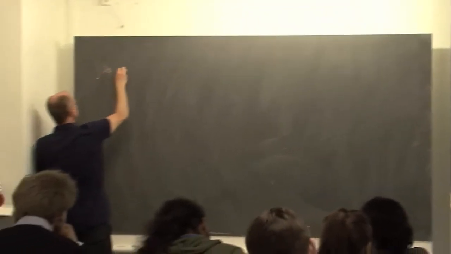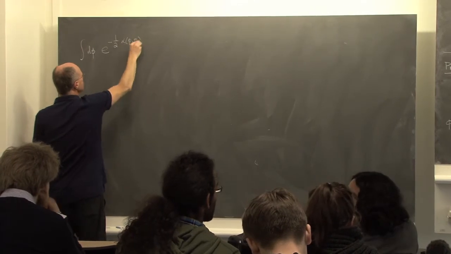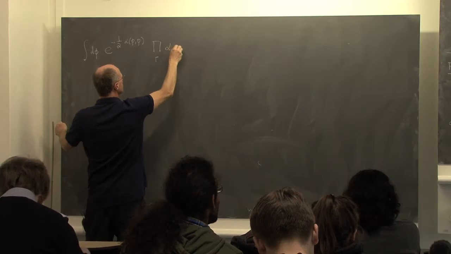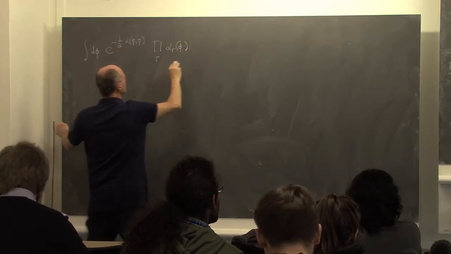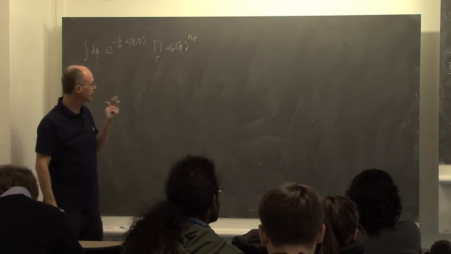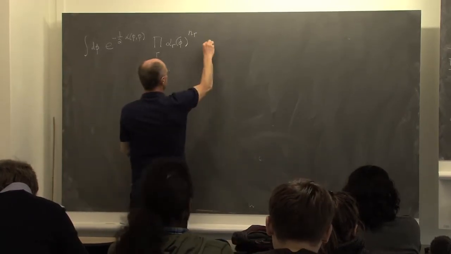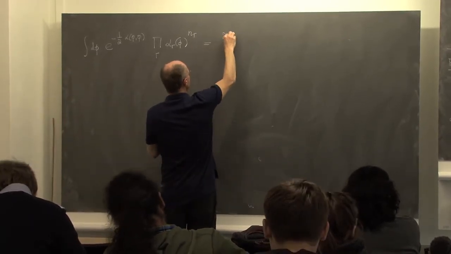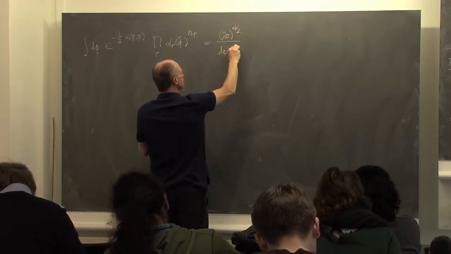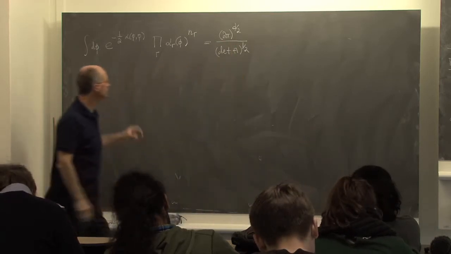So integral d phi, alpha phi phi, and here we take a product over R of alpha R of phi to the power n R, right? So we want to know what this thing is. Well, we know that this is 2 pi to the power d over 2 over determinant of a to the 1/2, right?